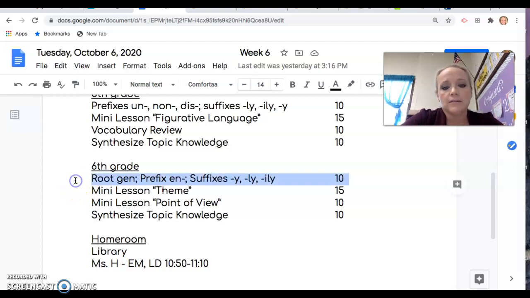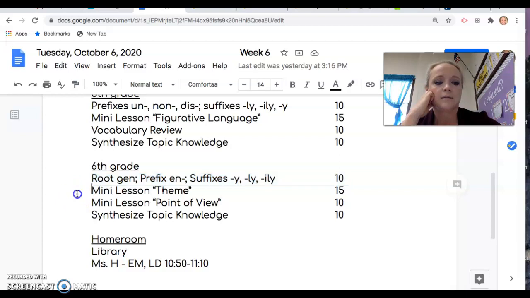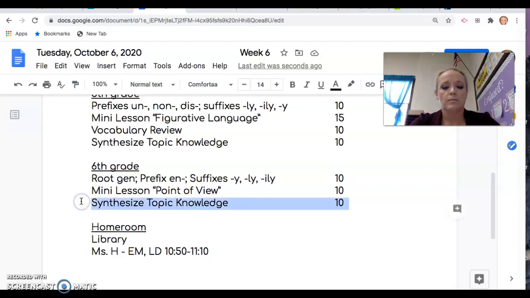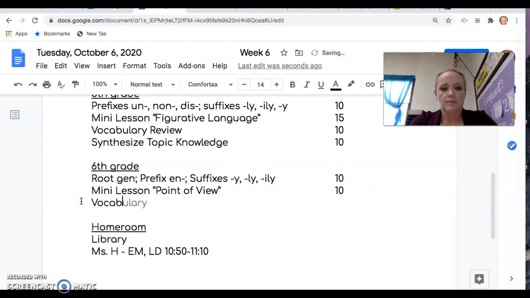Today is Tuesday, October 6th, and today in class we went over the root gen, the prefix en, and the suffixes y, ly, and ily. We didn't get to this. We also did a quick lesson on point of view, and then we played a vocab review game. We played Password.